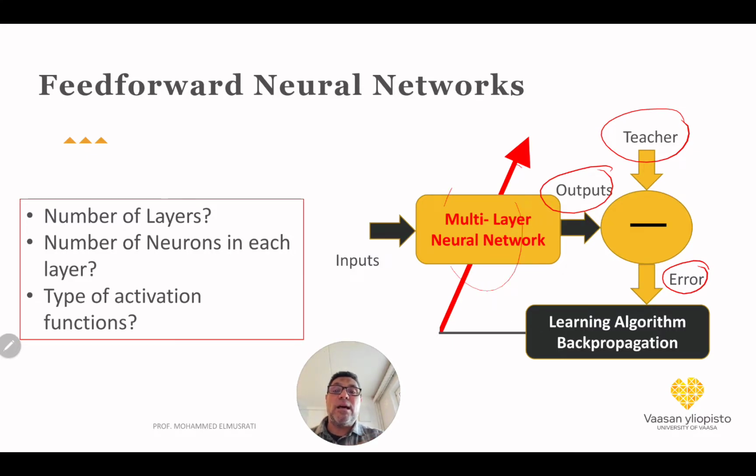So the input here can be the attributes x1, x2 up to xm. For example, if it is related to cars, then it will be the brand of the car, the age of the car, it can be all car attributes as input, and maybe the output is the sold price. So here we put the input from the database, and here we put the sold price.